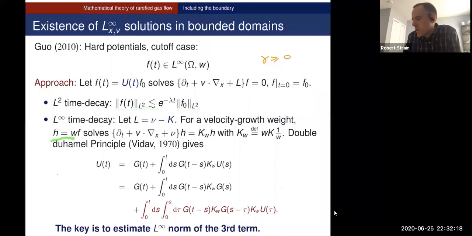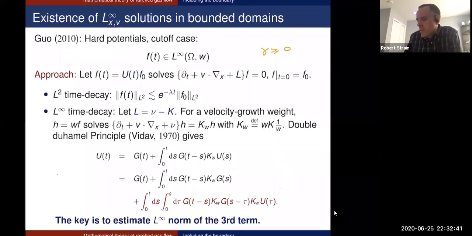H equals w of f. W is a velocity growth weight. And then you have dt plus v dot grad x plus nu h equals k omega h, where k omega is a compact part. And then you do this double Duhamel principle, which was explained very nicely by Vidav in the 1970s.